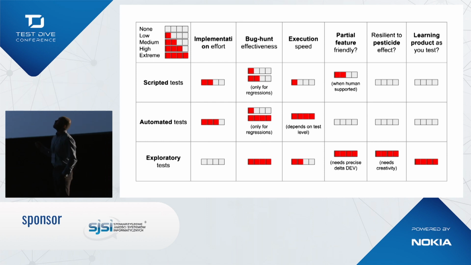Then we have, from the point of view of bug effectiveness. Okay, for exploratory tests, I tell you, this is very effective. We have introduced this in a couple of projects, and I put extreme here. Automated tests are extreme, but only for regressions.